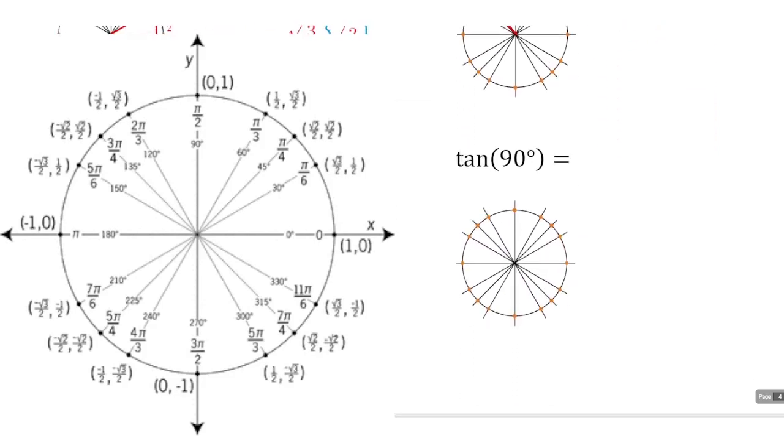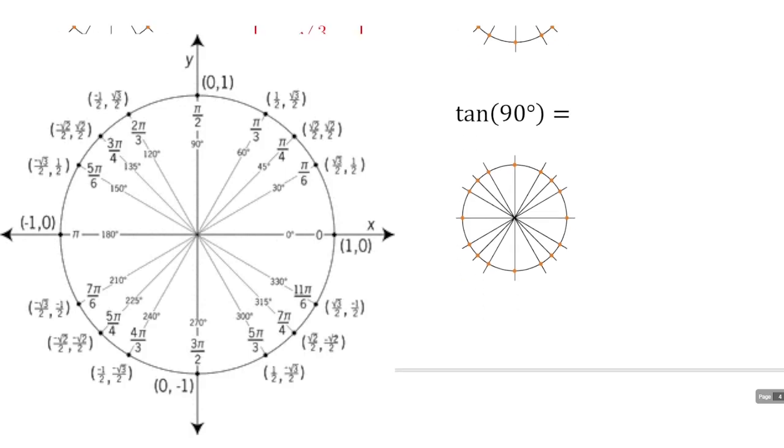Tangent of 0. Okay, this one's a little interesting because 0 degrees is right here, and this coordinate is 1, comma, 0. So if we're going to try to evaluate tangent of 0, we have to do the y coordinate over the x coordinate, 0 over 1, which is just 0. Not much to say there. So tangent of 0 is 0. That's, I guess, not as interesting as I thought it was going to be when I first saw it.